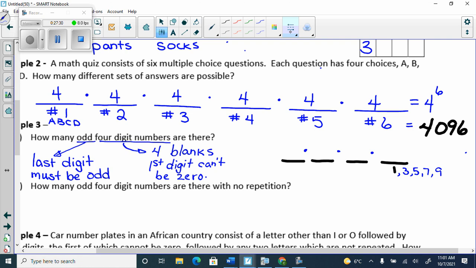Okay. And then my other part that is restricted is what? The first digit can't be what number? 0. So it can be 1 to 9. Is there any restrictions on my 2 middle blanks? Nope. They can be the digits 0 to 9. People forget that 0 is an option, but 0 is a single digit.